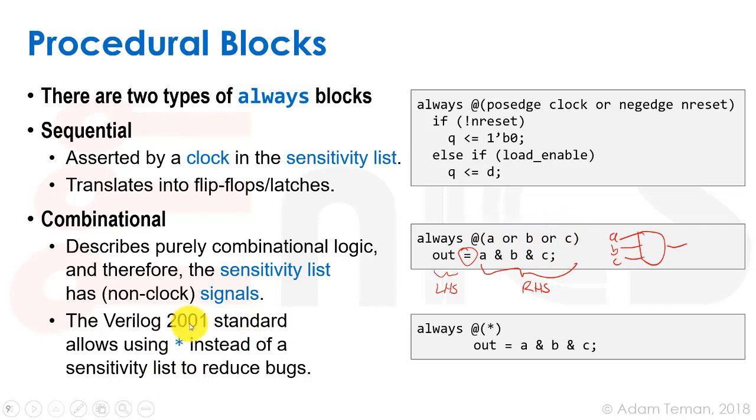In Verilog 2001, they made an update to the standard so that you can use an operator called a star. A star looks at everything on the right-hand side and automatically puts it into the sensitivity list. So what we write is always at star, out equals A and B and C, and if we add or remove a signal, we don't have to update the sensitivity list, which was a common cause of bugs in Verilog code before that. So our recommendation is always to use this always at star notation.